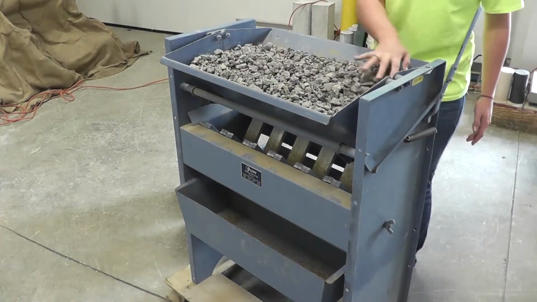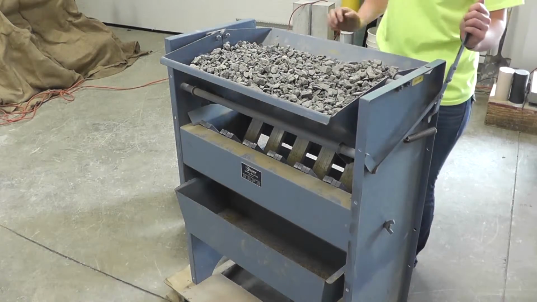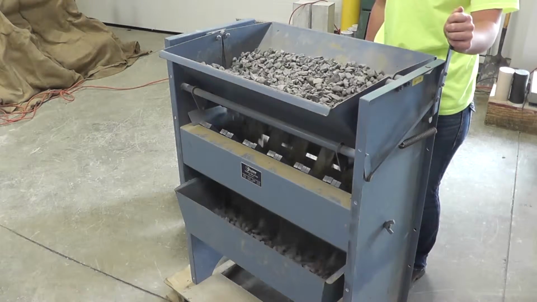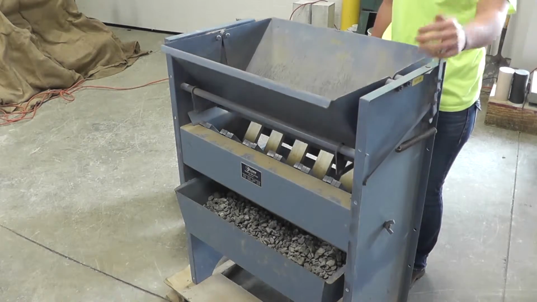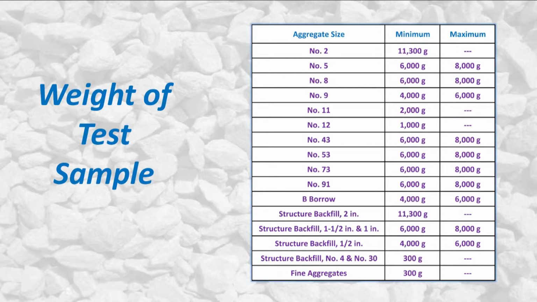Samples should be obtained in the field and reduced to test size in accordance with AASHTO T248. The sample weight of the material is determined by the size of aggregate in the sample. The original sample must be reduced to a test sample size which falls within the minimum and maximum weights in the following table.